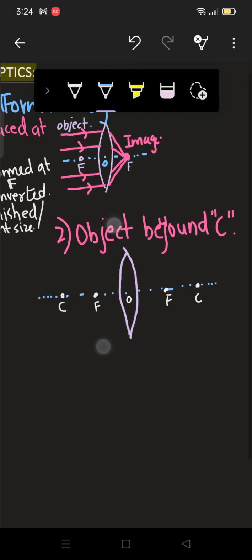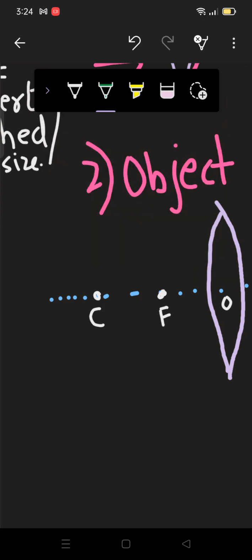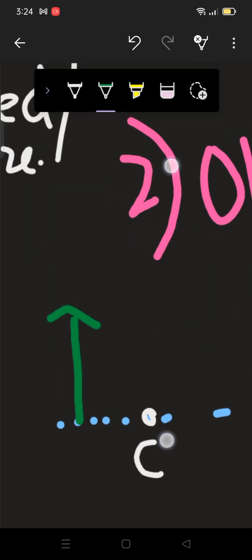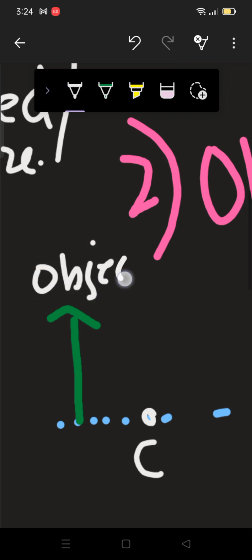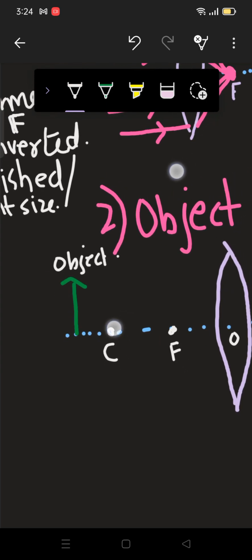Now what is the condition we have? Where is the object placed? It is placed beyond c, which means the object is here. The object is placed beyond c. This is the object. We will be applying two rules.